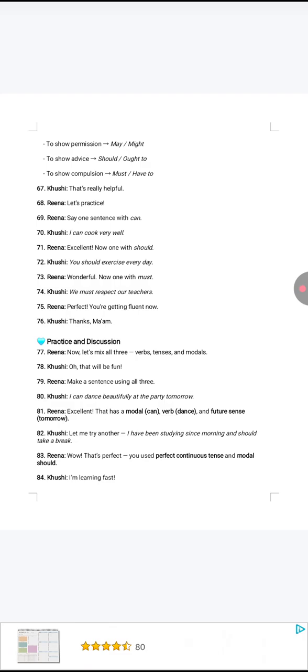Excellent. That has a modal. Can is the modal and dance is a verb and tomorrow tells about the future. Let me try another. I have been studying since morning and should take a break. Wow, that's perfect. You used present perfect continuous tense and the modal should.